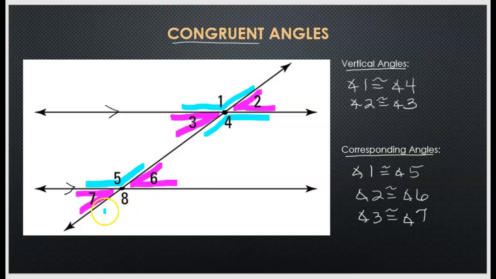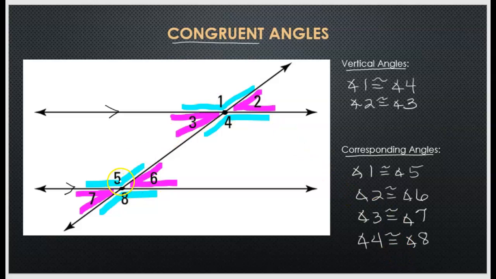And then, obviously this last one, angle 4 is in the same position as angle 8, just with different intersection points. Therefore, angles 4 and 8 are corresponding, and angles 4 and 8 are congruent. Okay, now that we have gotten that out of the way, we've talked about all of our corresponding angles and we've matched them all up.